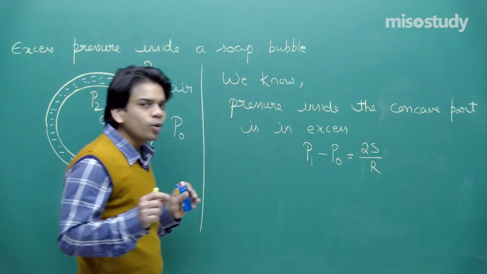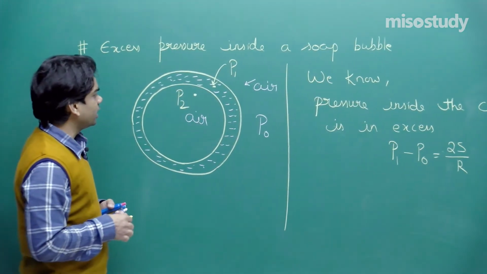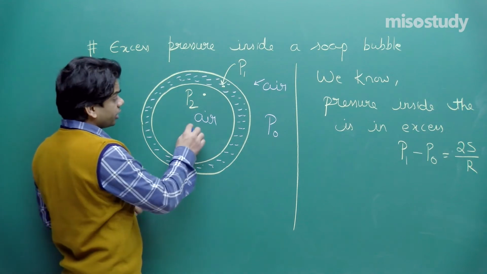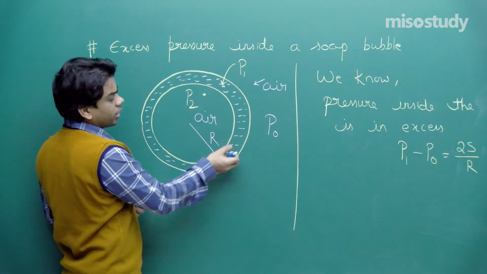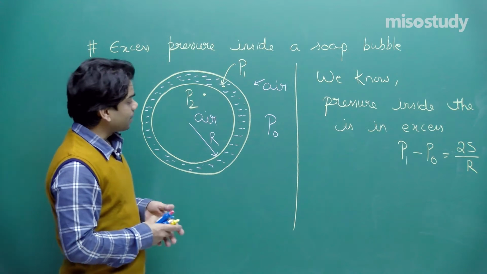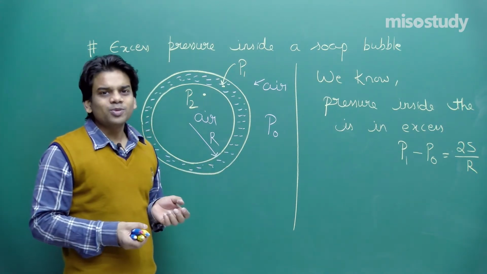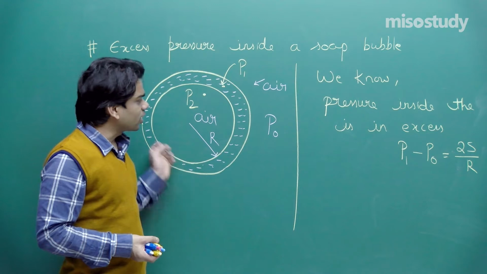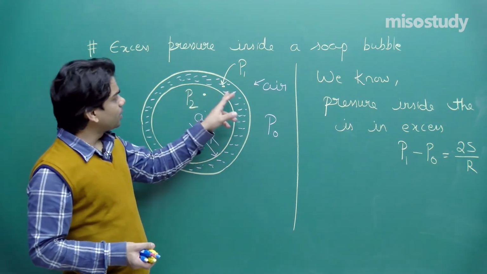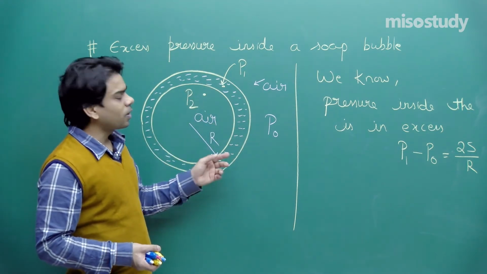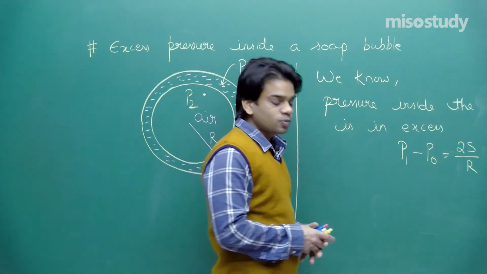Now see, you can think that why are we taking only one radius? Why aren't we taking two radii? See, this part will be very small. Although I have shown the dimension to be of some finite value, the soap film will be of a very small molecular layer. So we need not consider this width. That's why I have taken P1 minus P0, the radius of this outer part also as r, that has been given here. So P1 minus P0 is 2s by r.